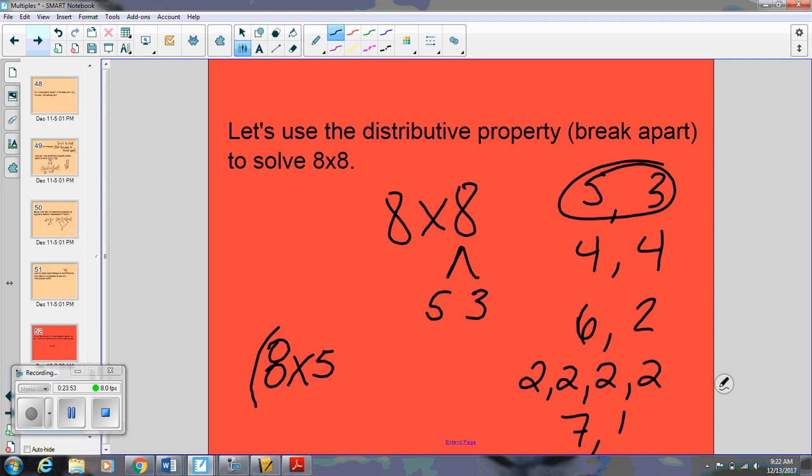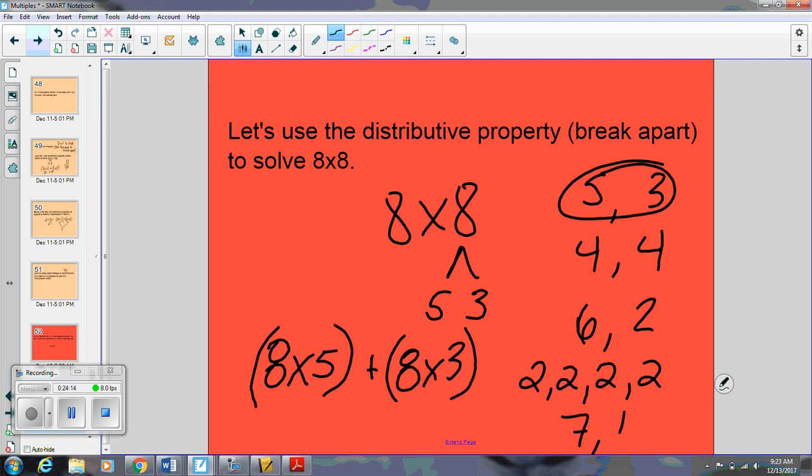Let's go with the first one. That's our first part of 8. Plus the number that we didn't break up again, 8, times what, Susie? 3. The other part to our broken up 8. Solve the rest of that in your notebook.